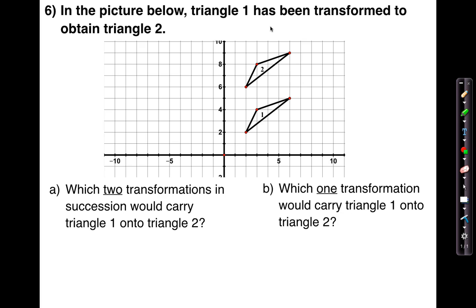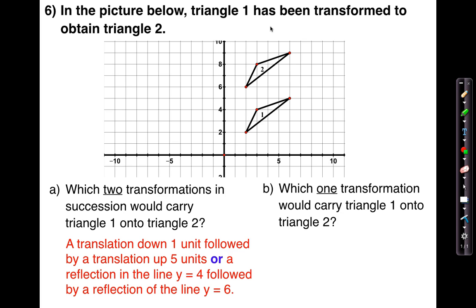Okay, so let's see how we did. For the two transformations I came up with, you can think of it as translating 1 down followed by 5 units up. So you can think of it as two separate translations. Or you can think of it as a reflection across y equals 4 and then a reflection across y equals 6. So again, answers may vary, so just keep that in mind. But what one transformation can make this happen? Well, just one translation would work. Move it 4 units up.